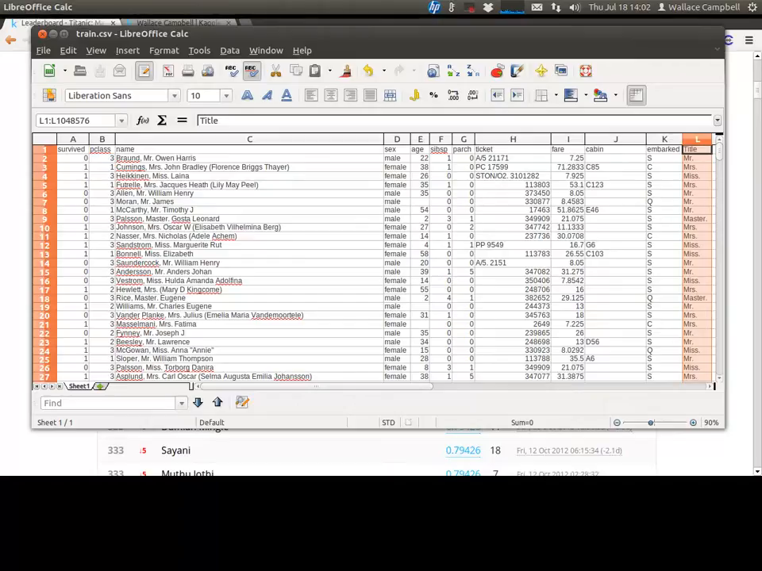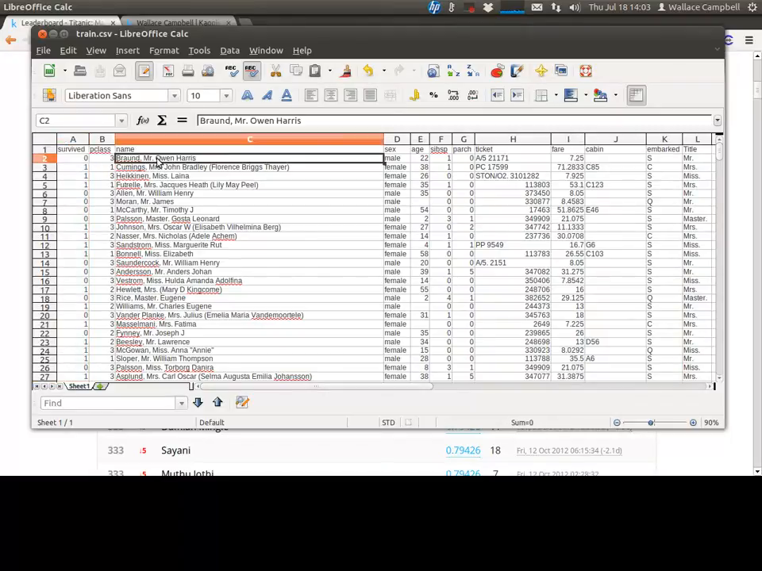Hi everyone, today I'm going to go over logistic regression using R, and as a reminder, use logistic regression when you want to predict the probability that an event occurs. And right now we're looking at the Titanic data set, and the event here is whether or not the passenger survived. So the 0 means that Mr. Braund did not survive, the 1 means that Mrs. Cummings, who was a first-class female, did survive.